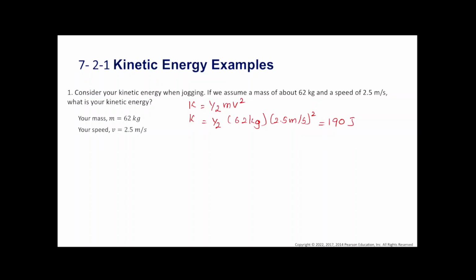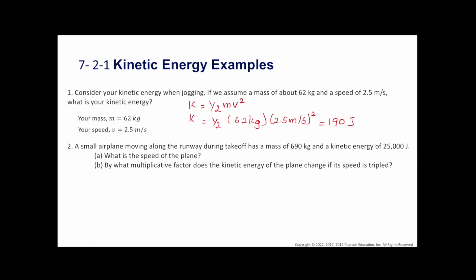Now let's see one more example. A small airplane moving along the runway during takeoff has a mass of 690 kg and a kinetic energy of 25,000 joules. We are asked to find the speed of the plane, and by what multiplicative factor the kinetic energy of the plane changes if its speed is tripled. In this question, we are given the mass of the plane and the kinetic energy of the plane, and we are asked to find the velocity.